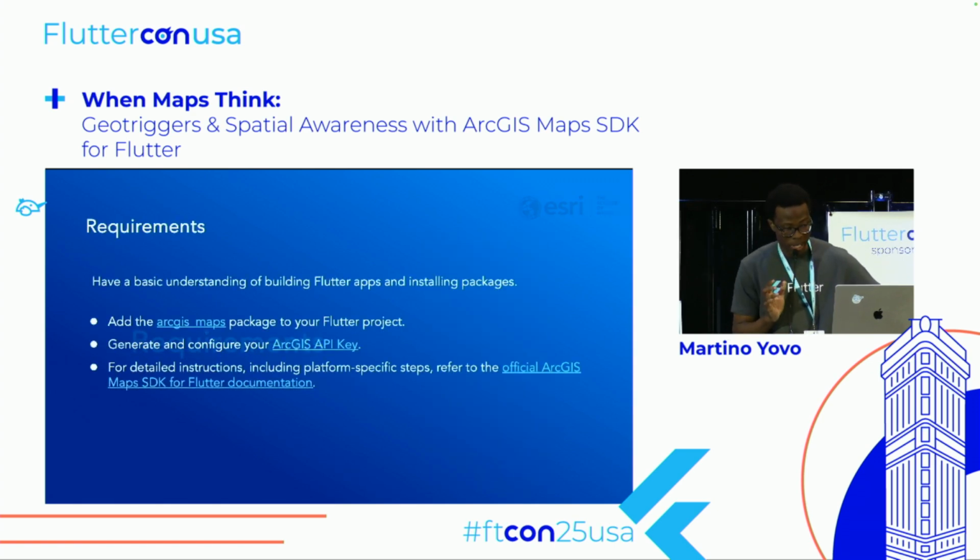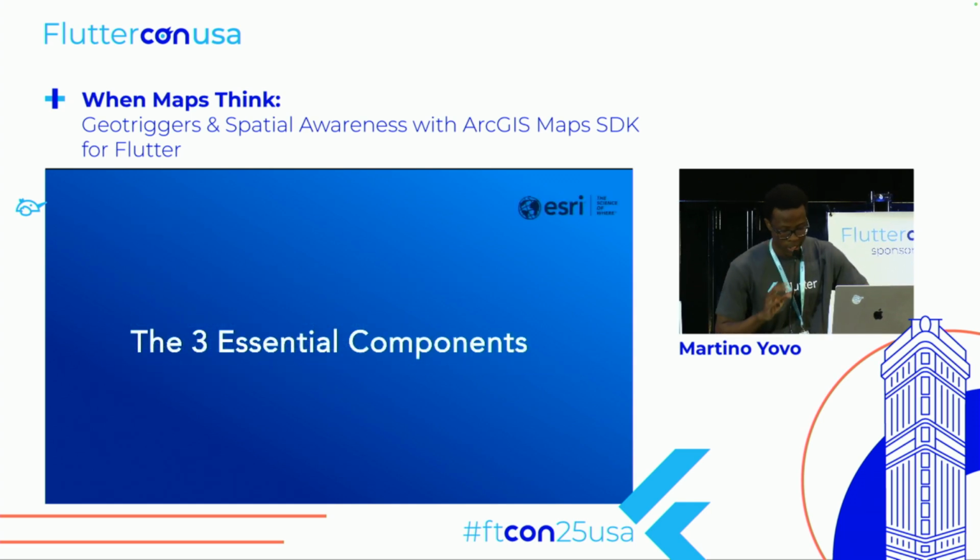So, a few requirements. In order to build location-aware applications, I recommend using the ArcGIS Maps SDK, because that's what we're mainly going to use here. For that, you need to have an API key. The documentation for the ArcGIS Maps SDK provides all of this, so you can look for it on Google and definitely find it. So let's see three essential components in order to build location-aware applications.